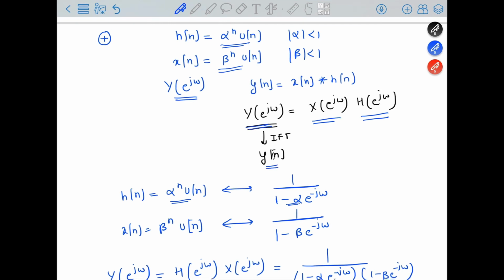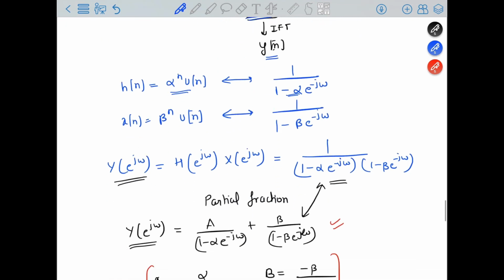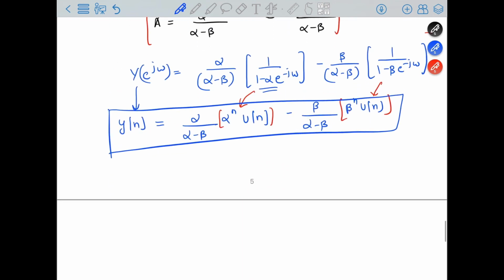So this makes the calculation very easy. Otherwise we have to calculate this convolution, and that will be a complex calculation. Now here one question arises: what happens when alpha is equal to beta? Is it so that we will get some values divided by 0? So this is not the case.